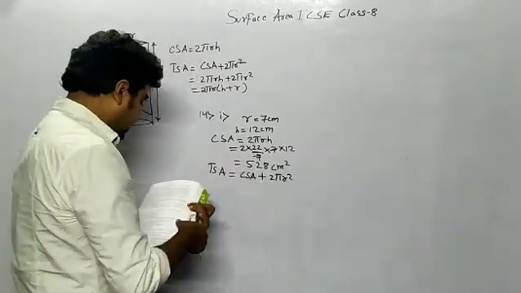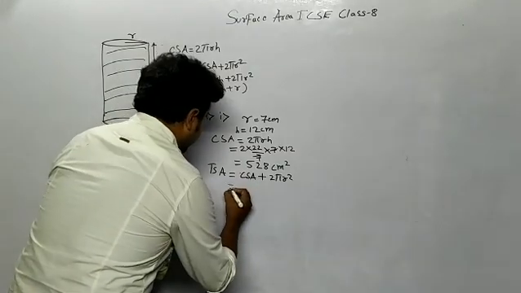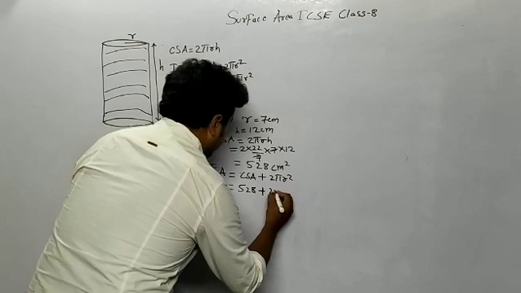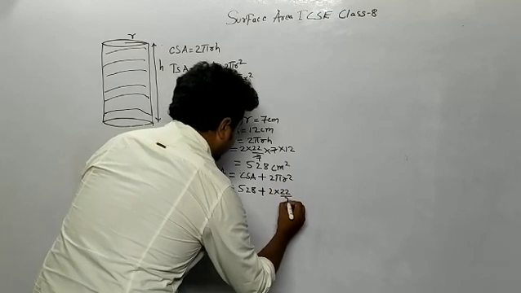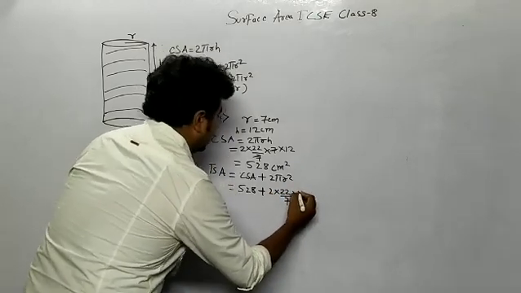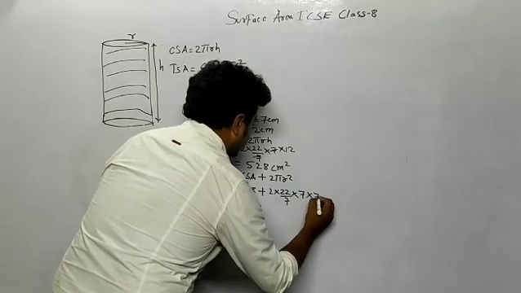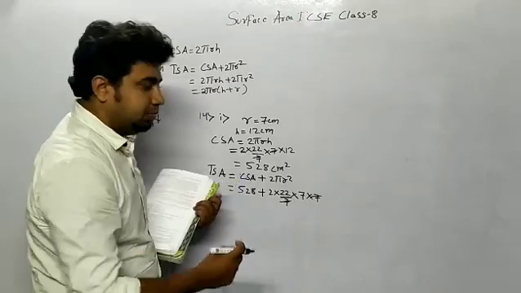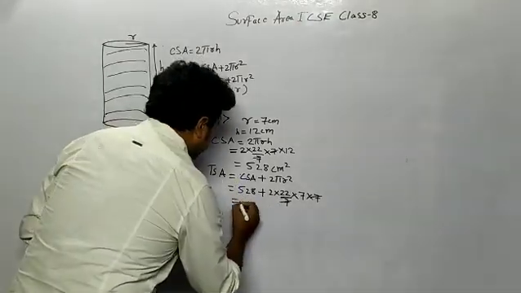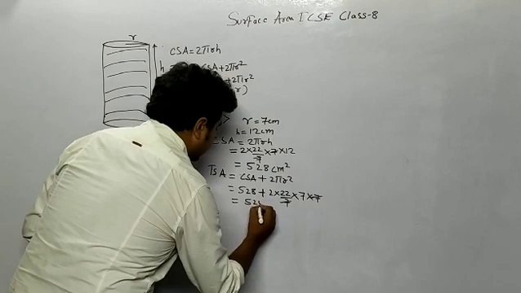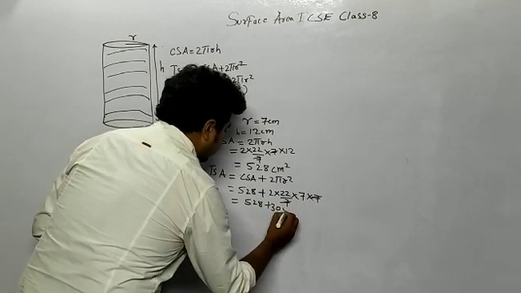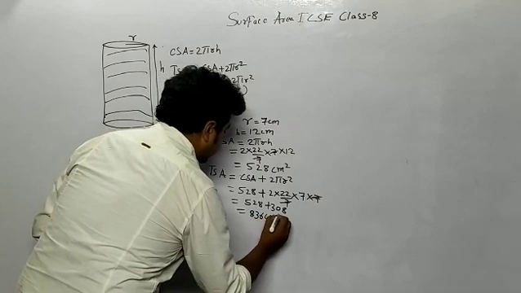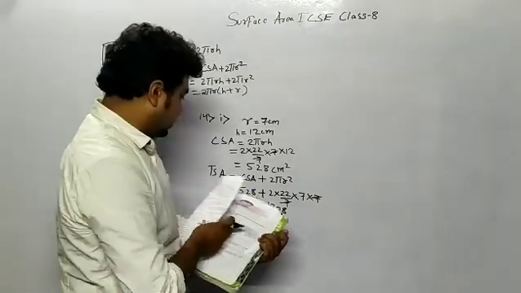From here we get 528, and this we can calculate: 2 into 22 by 7 into 7 into 7. 7 and 7 will be cancelled. 22 into 7 is 154. 154 into 2 is 308. So we get 528 plus 308, which comes out to be 836 centimeter square. So this is question number 14.